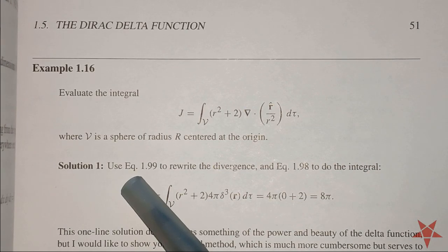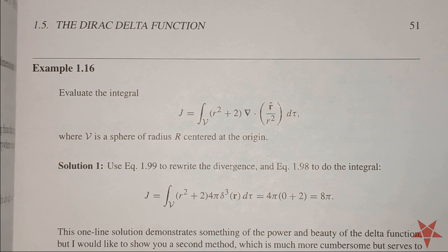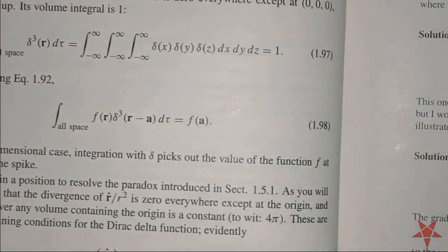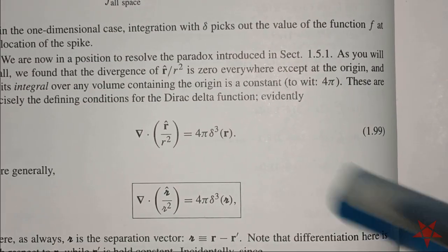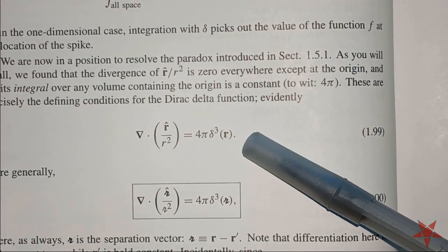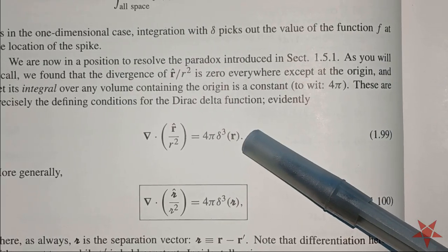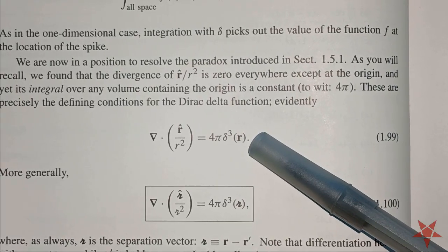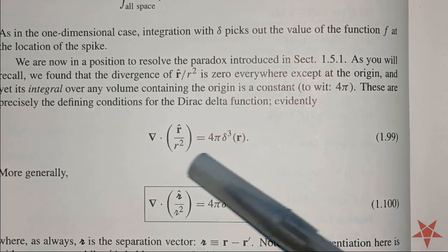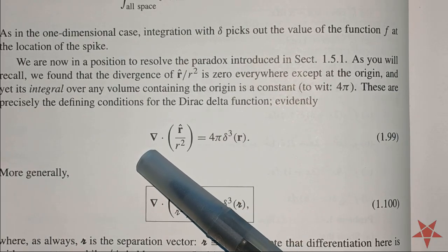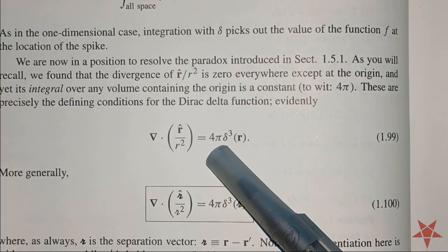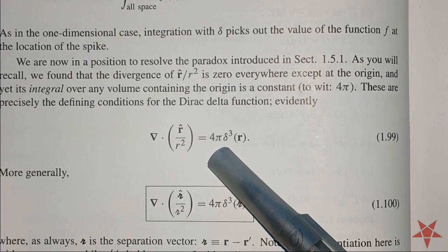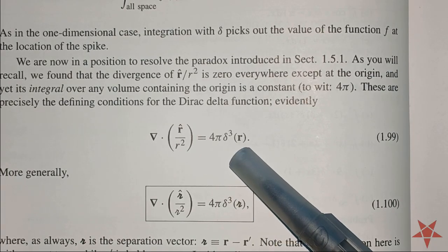We're going to end up using equation 1.99, which is on the previous page. Right, so right here. And basically that gives us a breakdown of the meaning of the divergence of r hat over r squared and how it is equivalent to a three-dimensional Dirac delta function.